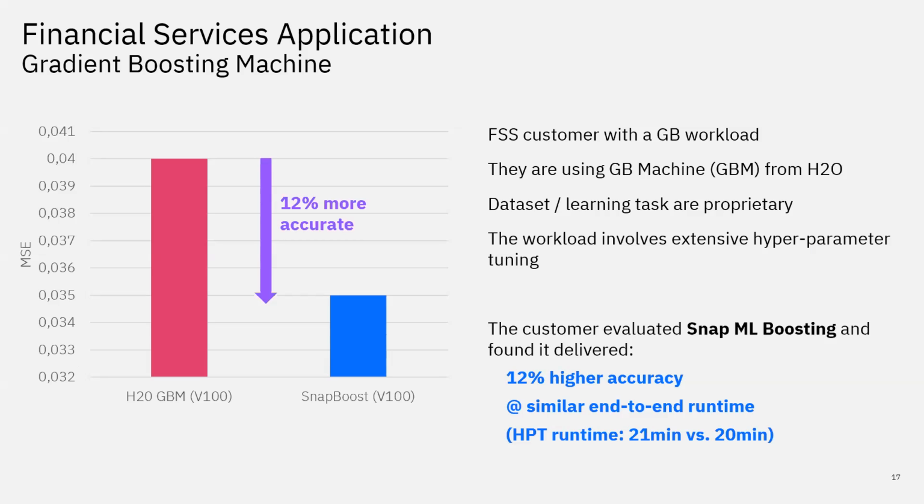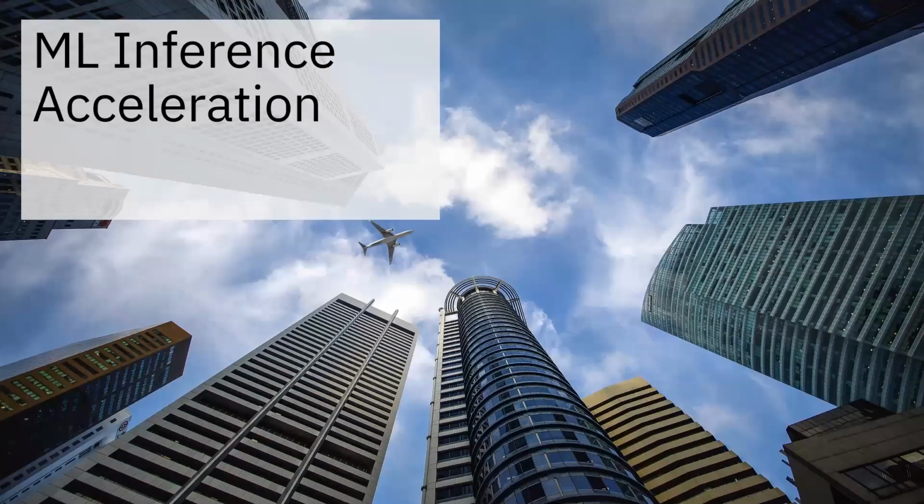Basically, they compared the H2O boosting machine after extensive hyperparameter tuning with the SnapBoost algorithm, again after extensive hyperparameter tuning, both running on the GPU. And they found that SnapBoost could give them 12% improved accuracy, and the end-to-end runtime was very similar. So the total time it took them to do the tuning was around 20 minutes in both cases. Okay, next slide, please.